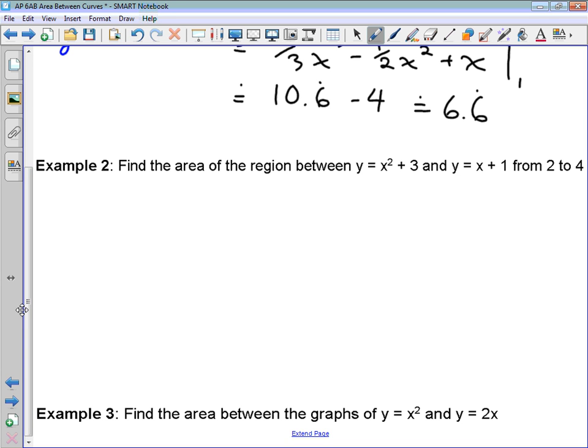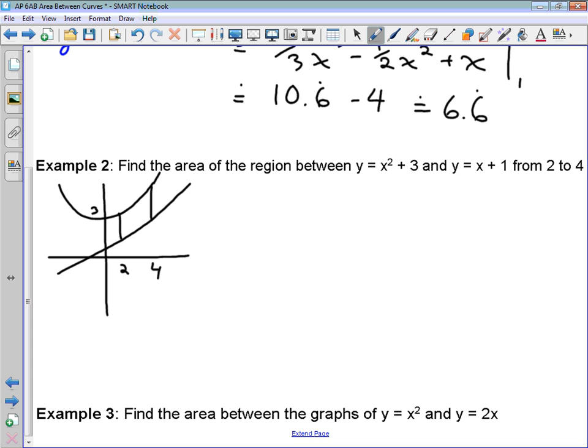So again, I'll do a quick sketch here. We've got x squared plus 3. It's our parabola. Y equals x plus 1. So the y-intercept of our parabola is going to be up at 3. And our function is going to go kind of like that. Okay. And then we're going from 2 to 4 like this. So we want this little region in here.